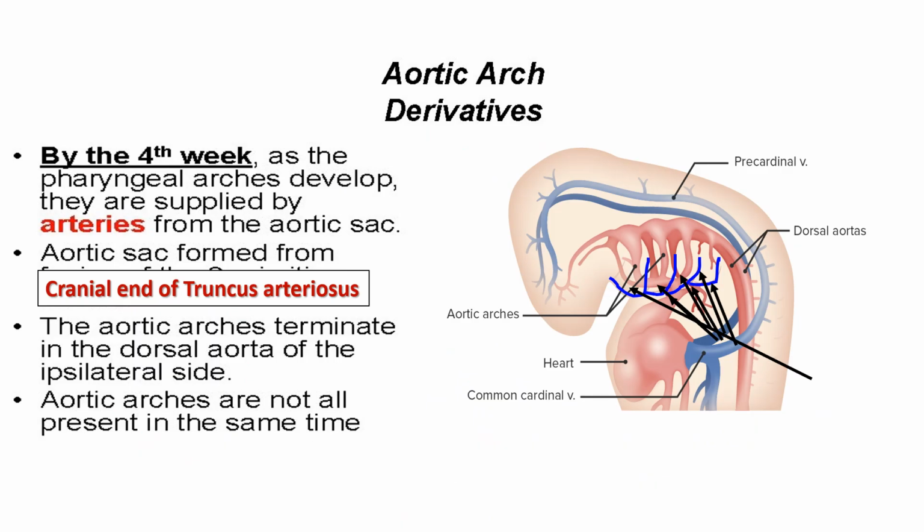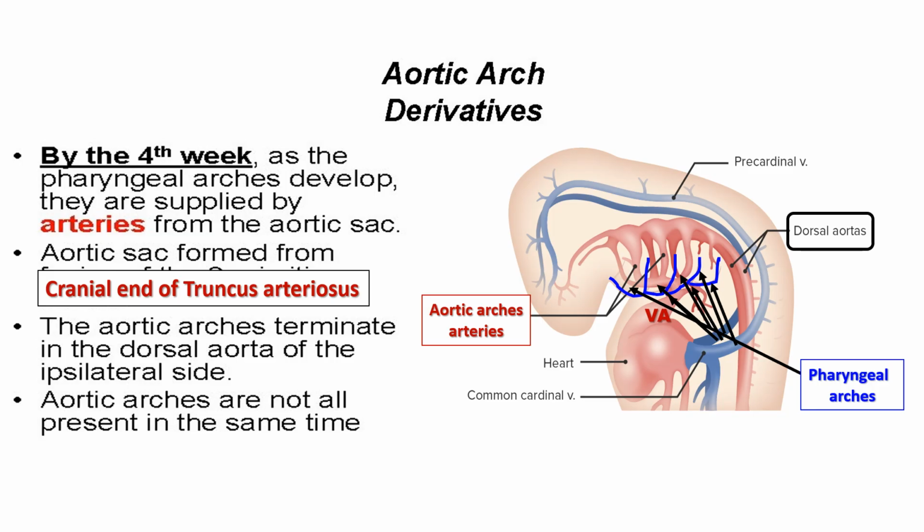So, the aortic arch arteries by the 4th week, as the pharyngeal arches develop, are supplied by aortic arch arteries which arise from the ventral aorta and terminate in the dorsal aorta. Aortic arch arteries are not all present at the same time.